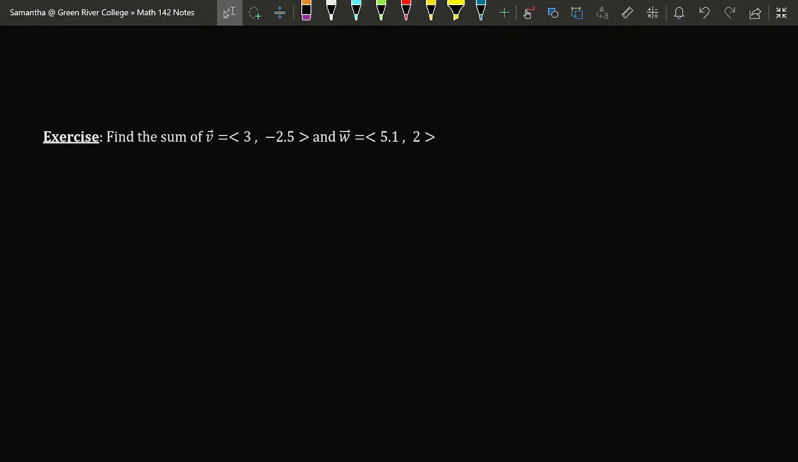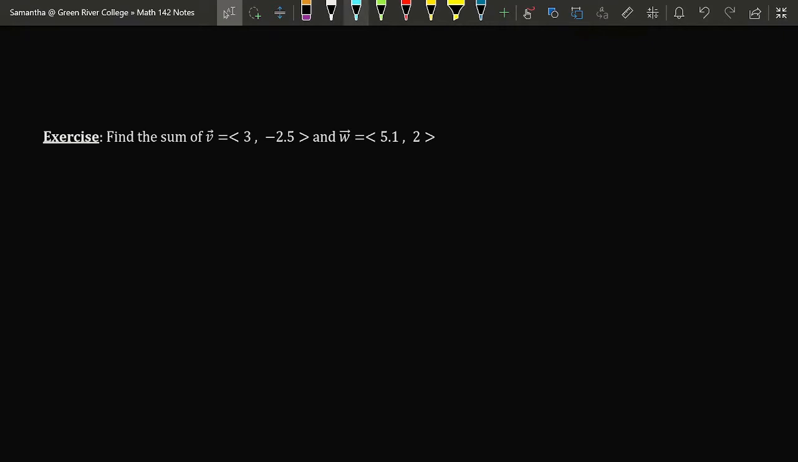Here we have the vector V, which is 3, -2.5, and we have the vector W, which is equal to 5.1, 2. Because these are not exact values, it would be tremendously difficult to accurately represent them in a graph, which is where being able to do this arithmetic by hand without using a graph is so valuable.